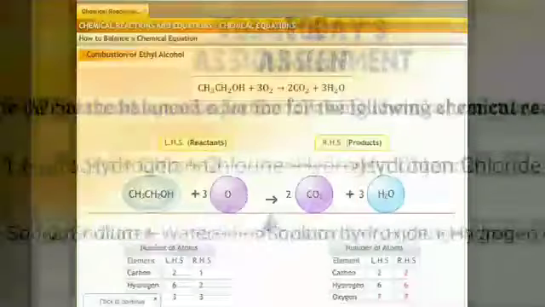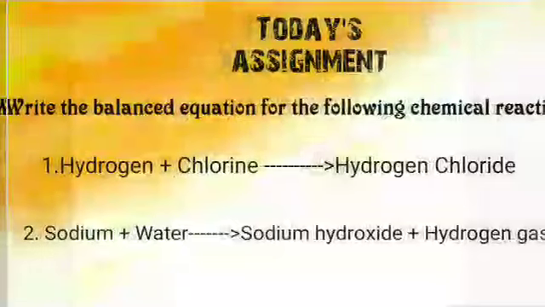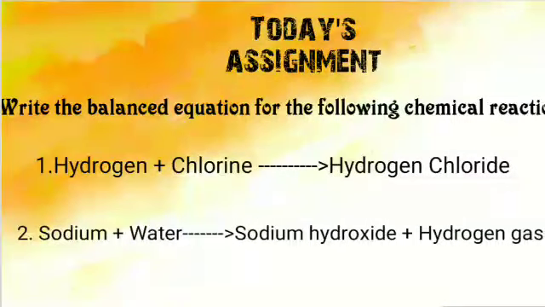So we will revise chemical reaction, chemical equation, types of chemical equation, balanced and unbalanced. At last I am giving you some assignment. There are 2 questions on balancing. Try and solve these equations and submit them in the WhatsApp group. Thank you, बच्चे.